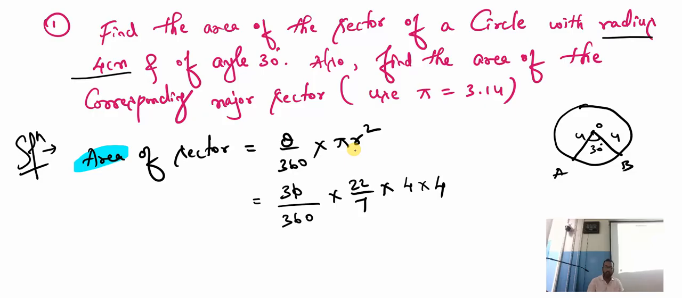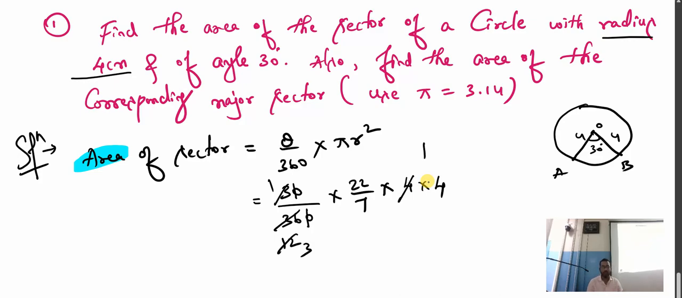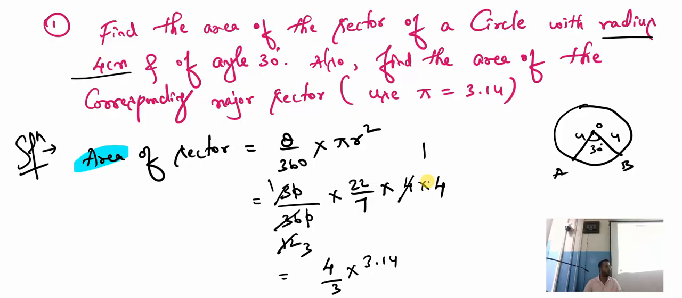0, 0 get cancelled. 3 ones are 3. 3 ones are 3, 3 twos are 6. Am I right? Then 4 tables. 4 ones are 4, 4 threes are 12. Am I right? Now what is left out? In the numerator we are left out with 4, denominator left out with 3. Into 22/7, let me take as 3.14. Understood or not? Yes, sir.